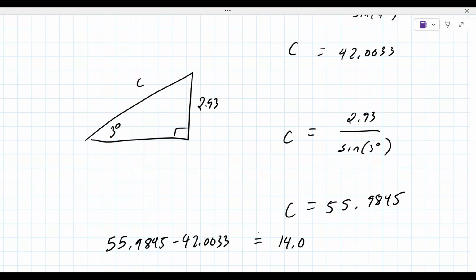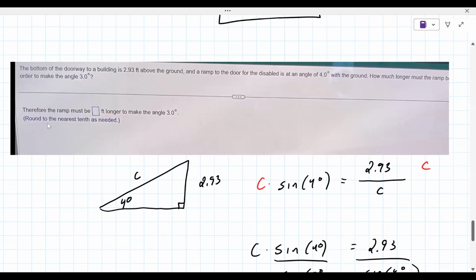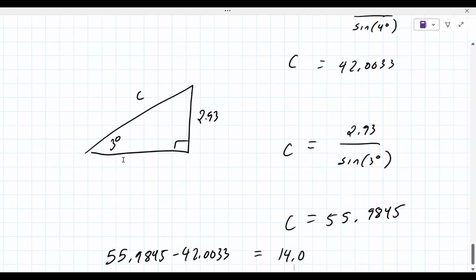So I put the 0.0. Yeah, because it's the nearest tenth. You don't want to play games with these things. Grades are on the line here. So I would do that. And if you have any questions, let me know.